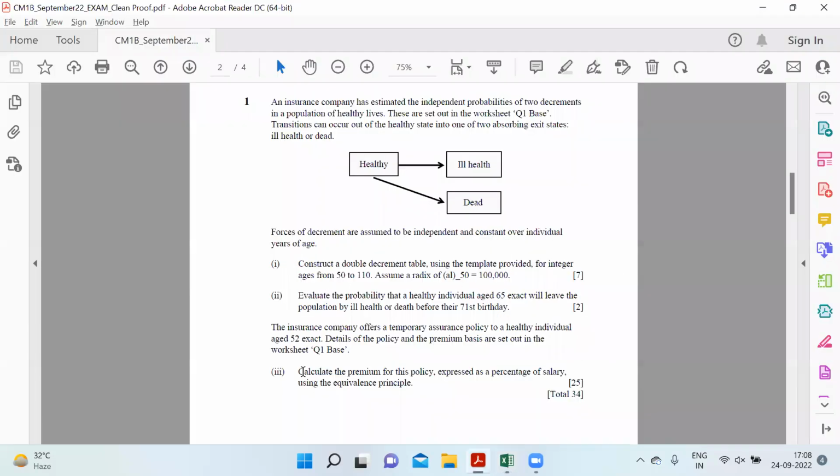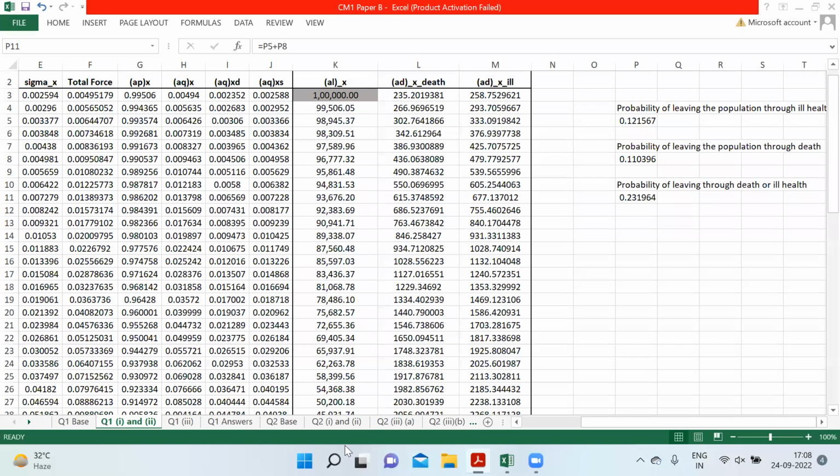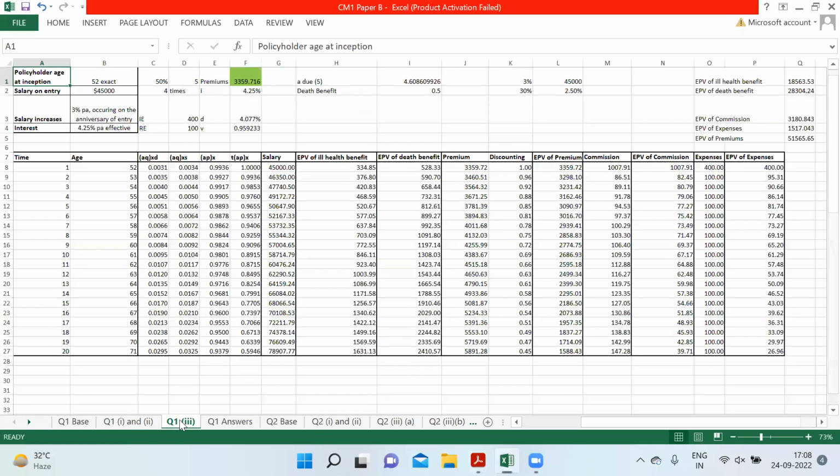Now, next is the insurance company offers a temporary assurance policy to a healthy individual aged 52 exact. Details of the policy and the premium basis are set out in the worksheet Q1 base. Calculate the premium for this policy expressed as a percentage of salary using the equivalence principle. So now we have to use the equivalence principle to calculate the premium.